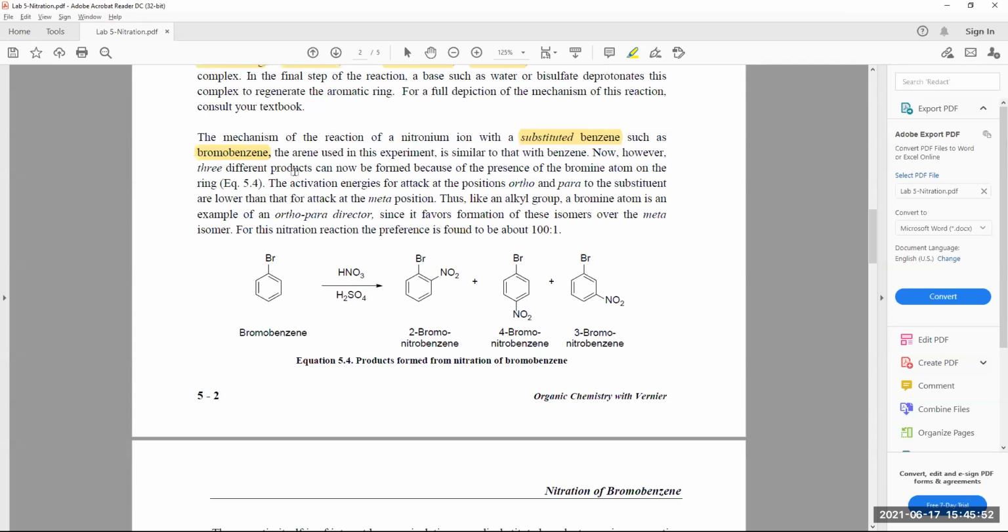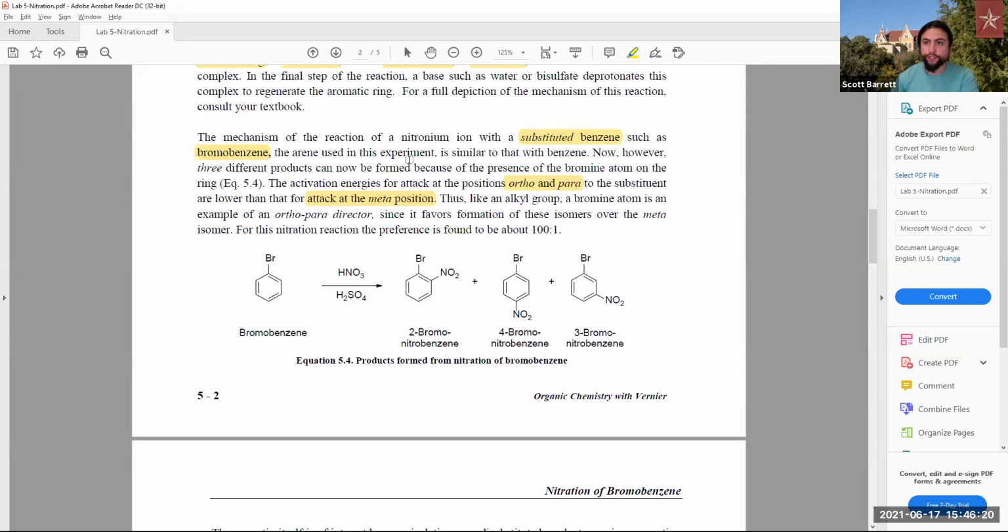Now, the 3 different products can be formed because of the presence of the bromine atom on the ring. The activation energies for the attacks in the positions ortho and para to the substituent are lower than that for the attack of the meta position. And the reasoning why, you should know from organic chemistry, is due to a couple things, right? So sterics, and also what is bromobenzene? Is it an activating group or is it a deactivating group?